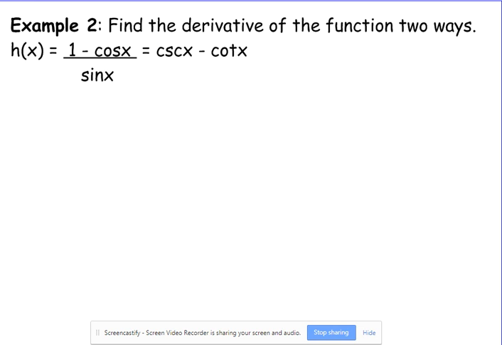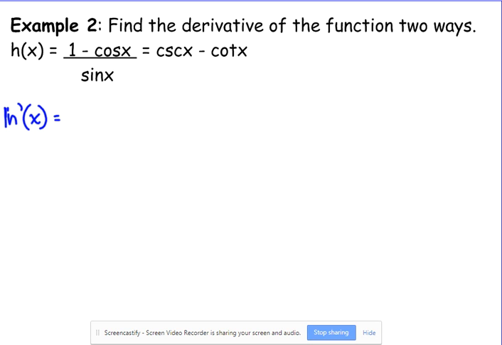All right, let's look at this one. Find the derivative of the function two ways. So we've got 1 minus cosine of x over the sine of x. To find that derivative, we would have to use the quotient rule, right? Well, that is equal to, if you decompose that fraction, 1 over sine is cosecant, cosine over sine is cotangent. You can decompose that fraction so that it's not a quotient rule anymore, but we should get the same thing. So let's do the quotient rule part first.